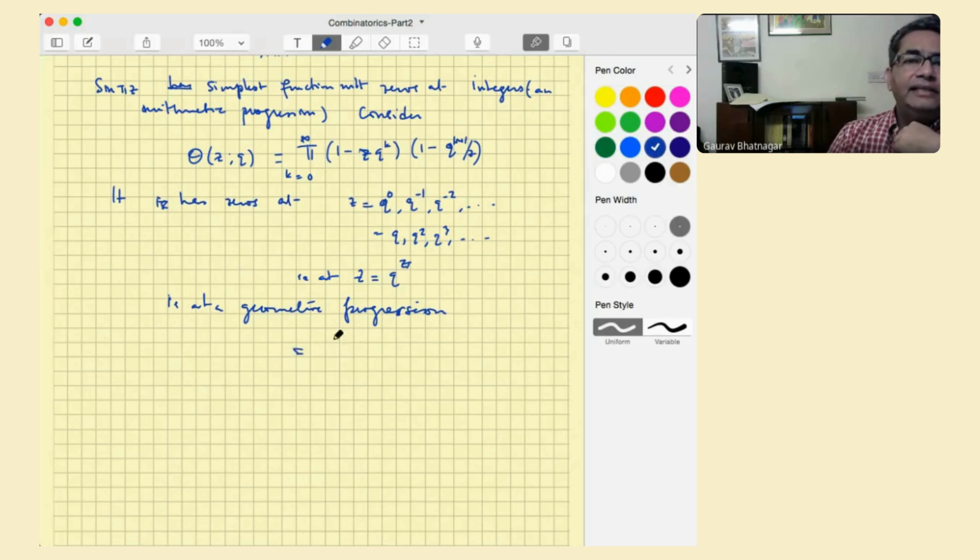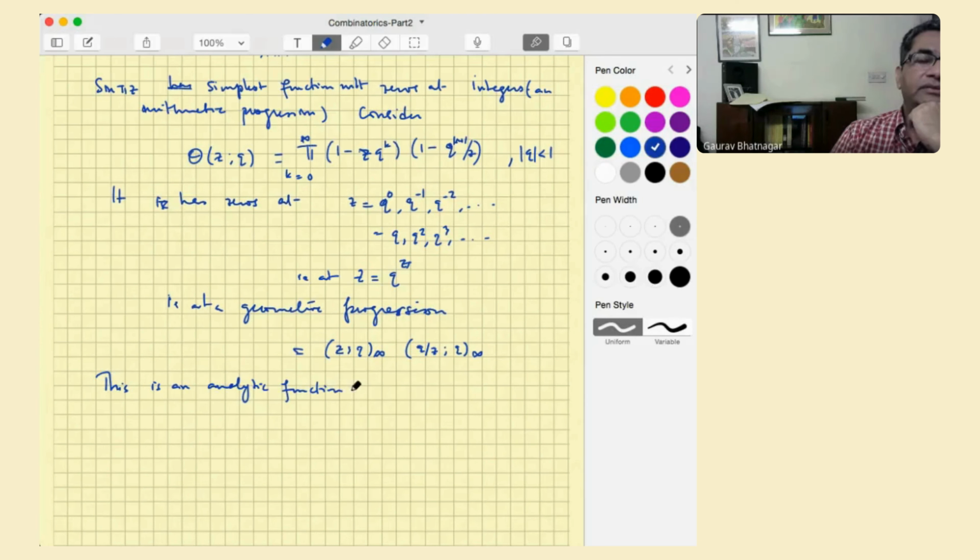And we write it in our favorite notation as z q over infinity and q over z q infinity product over here, and converges for absolute value of z less than 1. Now this is an analytic function except when z equal to 0.